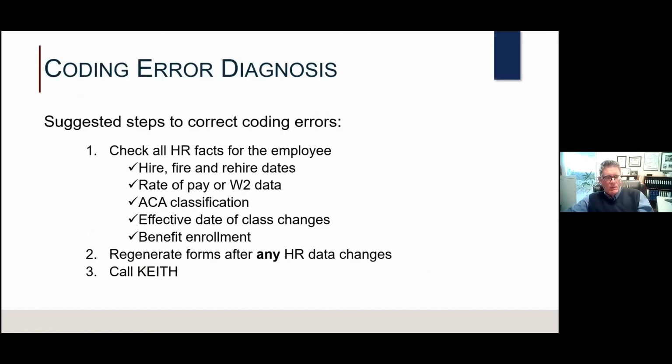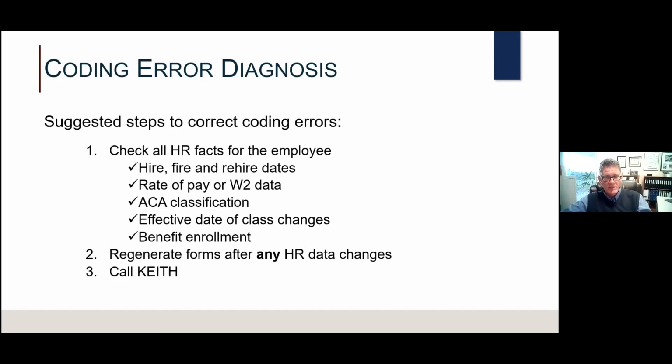These are my suggested steps when you're correcting your 1095-C codes, if they need correcting. Ideally, they don't need any correcting. Again, I hammer this point. It's all about the HR facts. The HR facts in Employee Navigator have to be crisp and accurate. Hire dates, fire dates, rehire dates, pay rates, W-2 data has to be in there if you're using W-2 safe harbor.